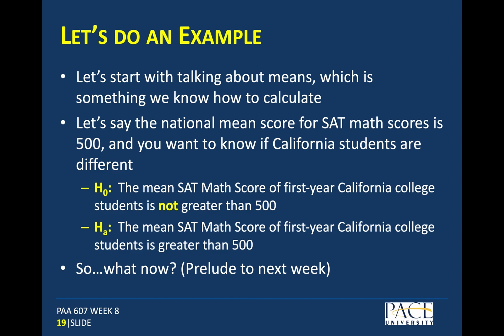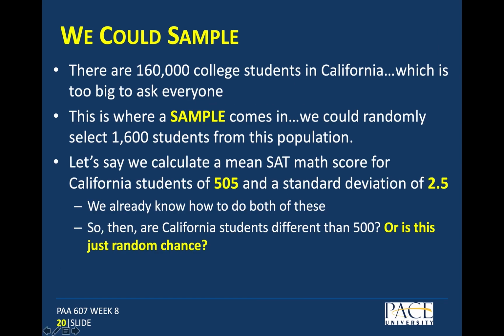So, great, we've written a null hypothesis and an alternative hypothesis. So now what do we do? Well, one thing we could do is sample. It happens that there are 160,000 college students in California, which is too big to ask everyone, at least reasonably. So this is where a sample comes in. We could randomly select 1,600 students from this population, just a small subset. Let's say we calculate a mean SAT math score for California students of 505 and a standard deviation of 2.5 from that sample. Well, we already know how to calculate a mean score for a sample, and we know how to calculate a standard deviation for a sample.